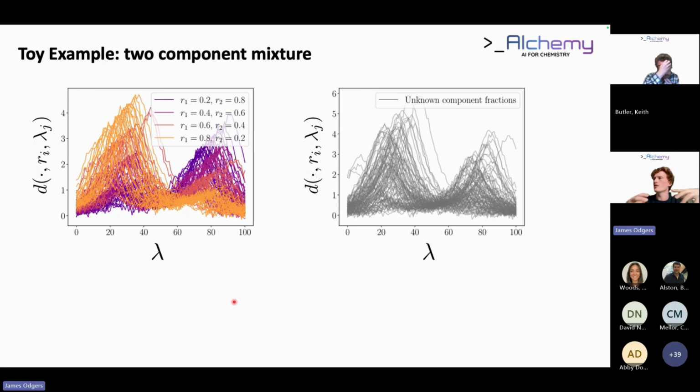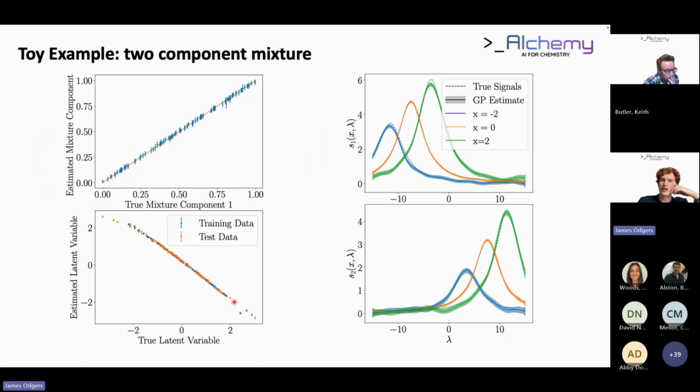So returning to the example which I introduced at the start, we have this toy problem. We have two distinct peaks. They're shifting backwards and forwards, and also the amount of each chemical is moving around. And what are we able to learn by using our approach? As we would hope, we're able to recover a good estimate for what the fractions of component 1 and component 2 were in the test set. This is the thing that you most normally care about in spectroscopy.